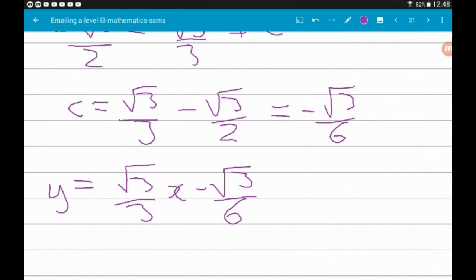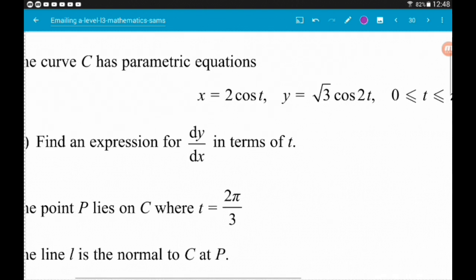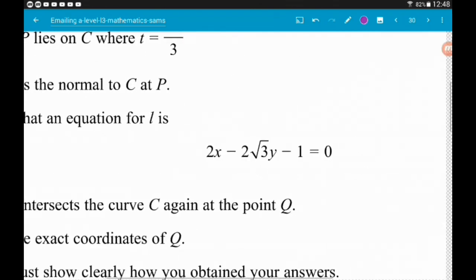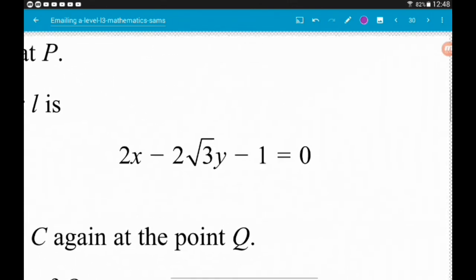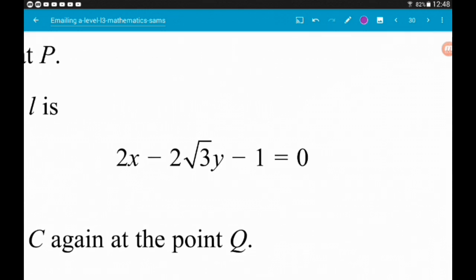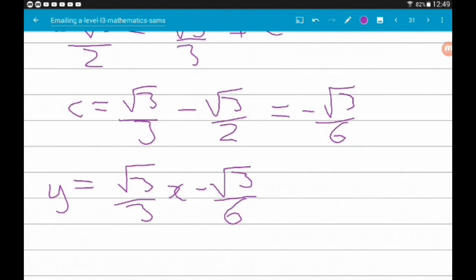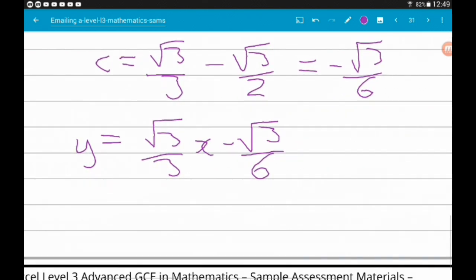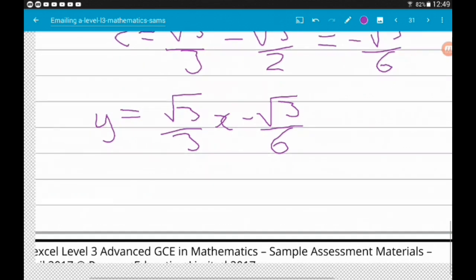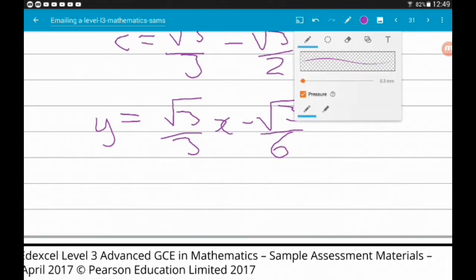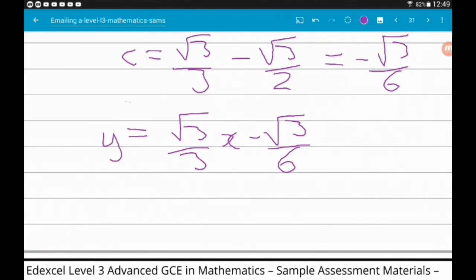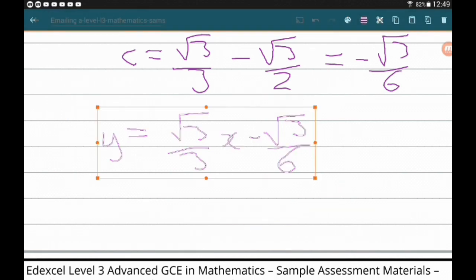Now, obviously, that doesn't look anything like how we want it to, which is this bad boy here. So, we want 2x minus 2 root 3y minus 1 is equal to 0. So, we want everything on the same side. We just copy it, take it where we have more room.